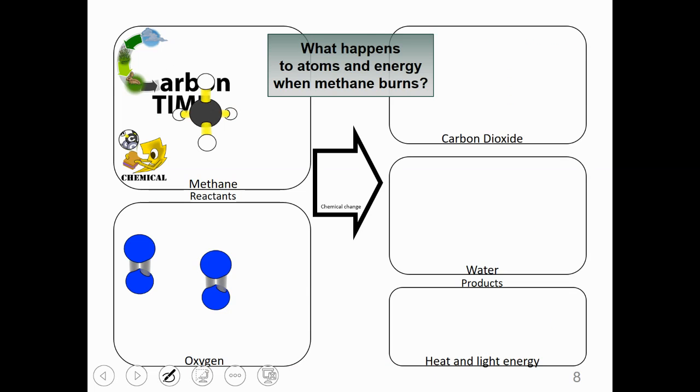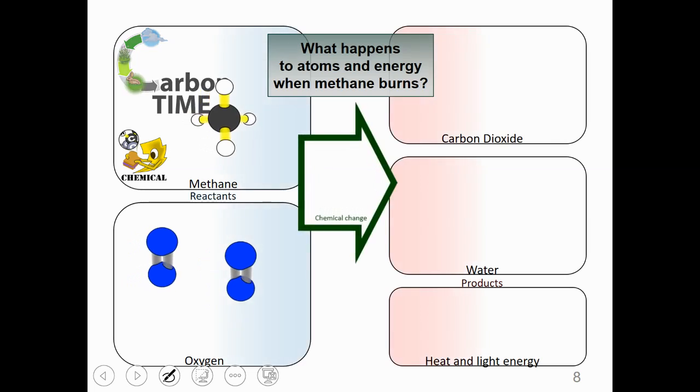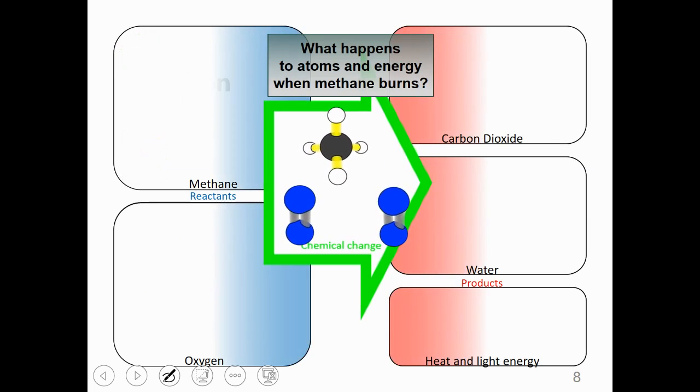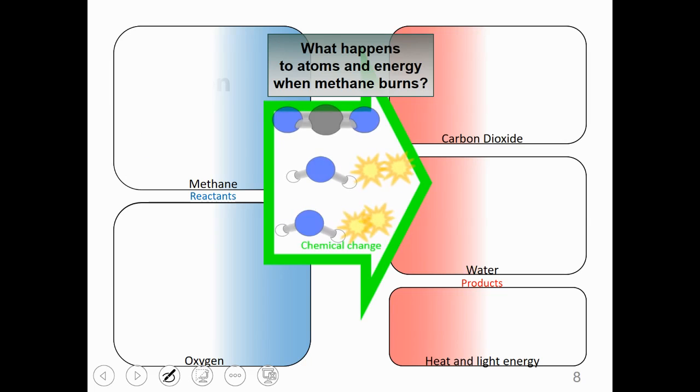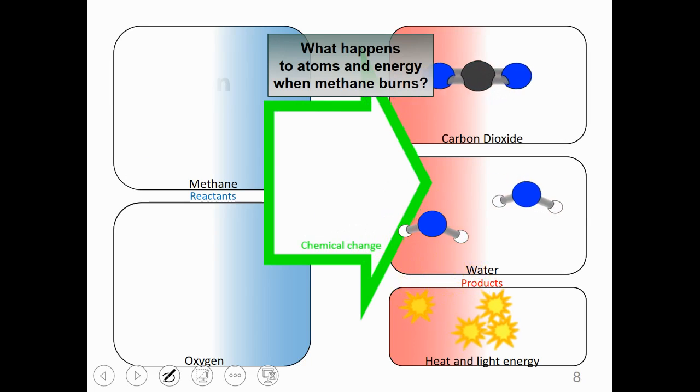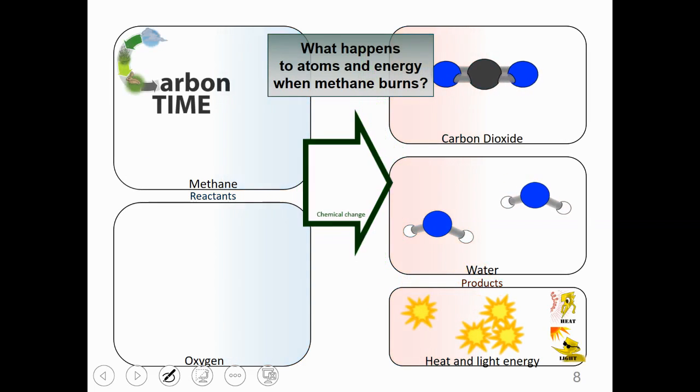What happens to atoms and energy when methane burns? So let's take a closer look at this. This is an overall view here. We have our chemical energy, which is stored in that methane. And then we have our oxygen, which comes from the air. As we see here, we get a rearrangement of atoms. They're switching places and moving into our products, which you've seen in that ethanol as well.